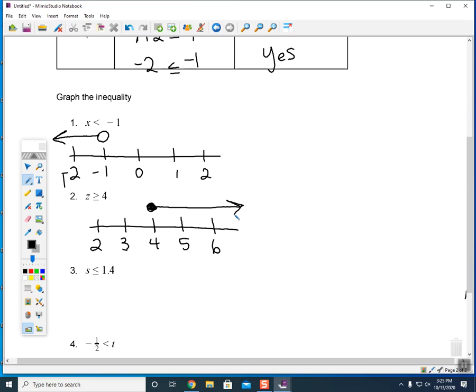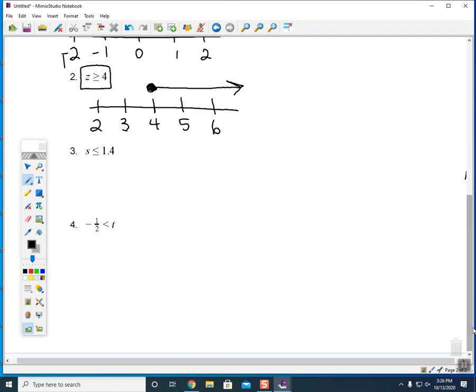Now, someone in one of the classes today pointed out to me, hey, Mrs. Olson, the direction that the point is facing, that's the way that my arrow goes. And that is true as long as your inequality is written in this form where the variable comes before the number. So let's look, for example, at this last one here, number 4.